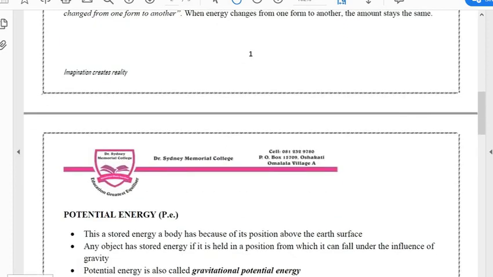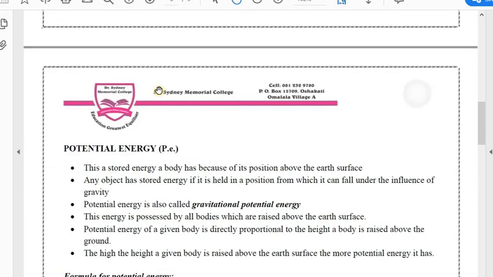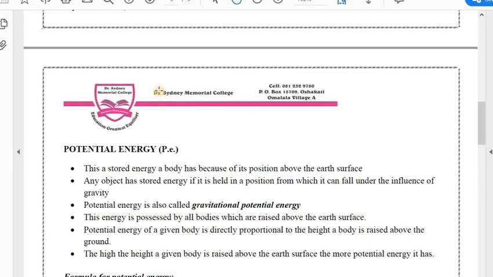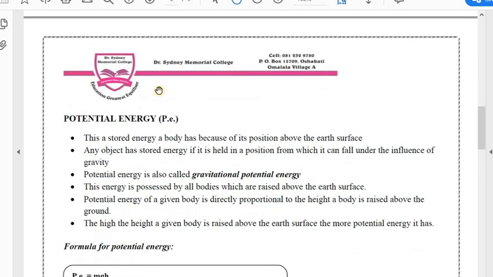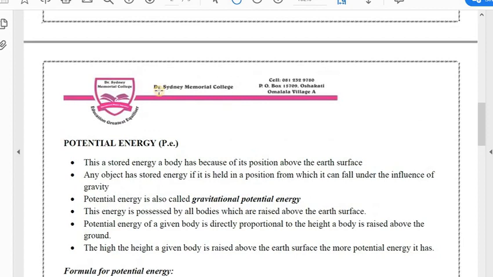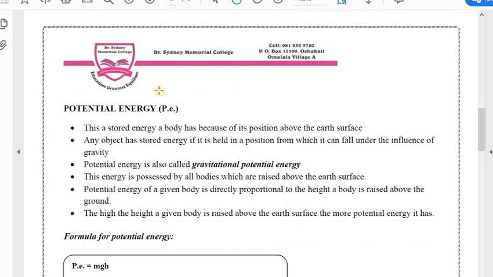We always put this at the bottom of the page: imagination creates reality, because imagination basically is energy. Your thoughts are energy, in the form of a thought pattern. But whenever you think of something, it then comes out in reality. That's how energy changes from your thought to being a reality.